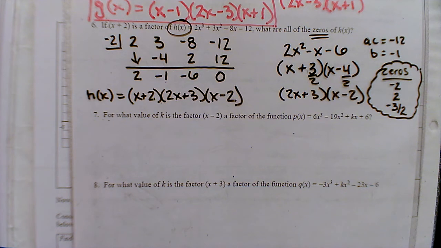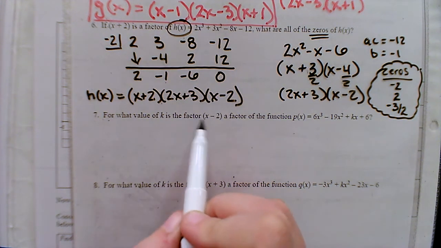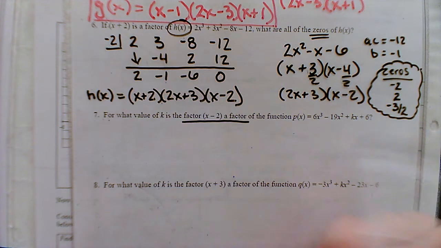All right, let's tackle 7. For what value of k is, okay, so if you look at the wording, this is when it gets a little confusing. For what value of k is the factor x minus 2 a factor of the function? You see how they use factor twice?